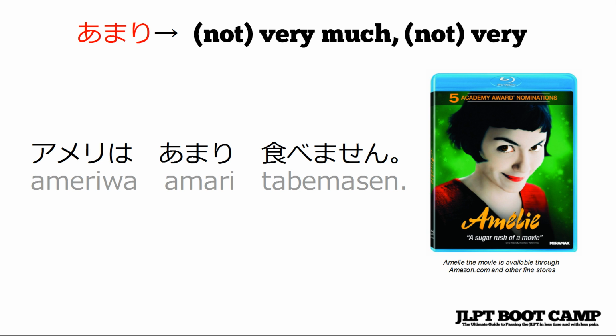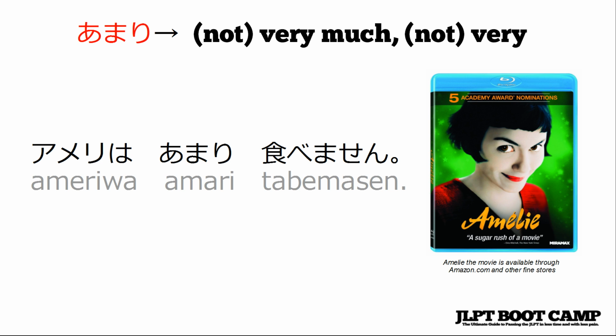So maybe you all know the movie Amélie. Amélie, the French woman. She's a rather skinny, slender woman. So you can try to remember it as Amélie doesn't eat that much, and so she's very slender, she's very thin, and so you can say amari tabemasen to help you remember. One little mnemonic there.